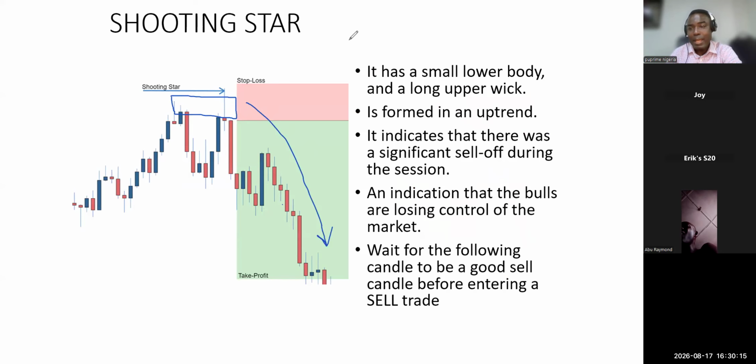So it should be advised that candlestick patterns should not be used in isolation, but rather in combination with resistance and support. And that will give it a higher level of probability and a high win rate.